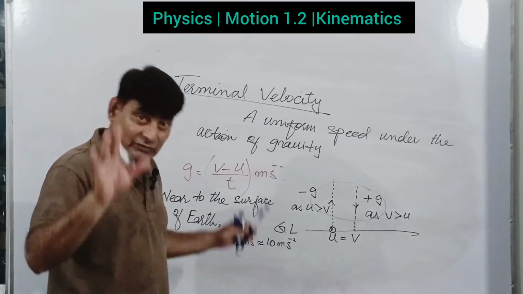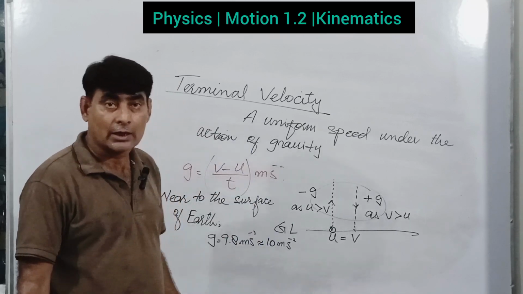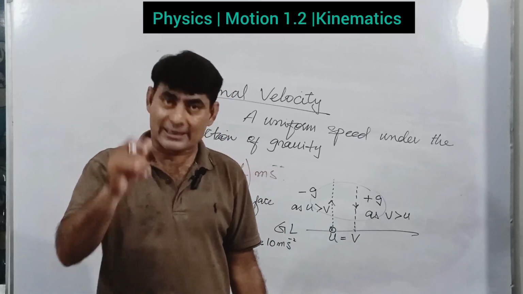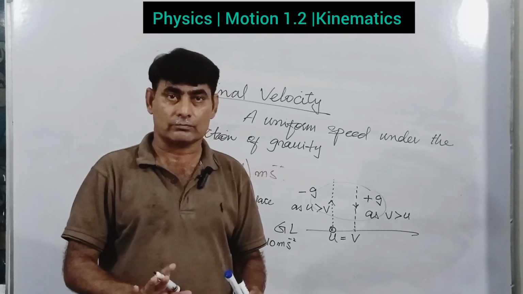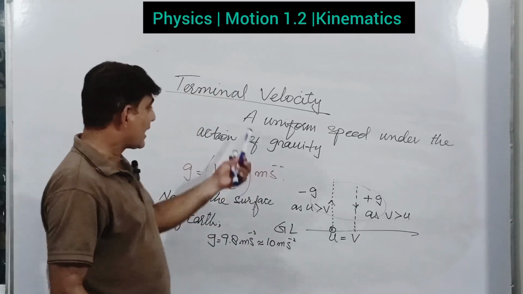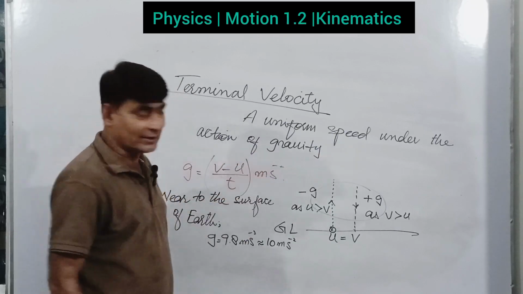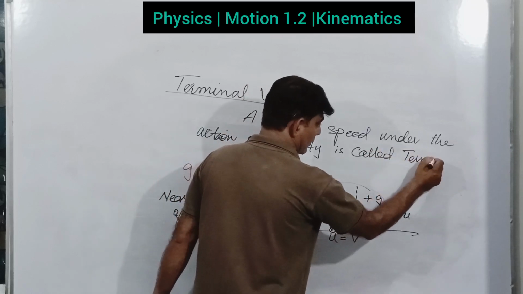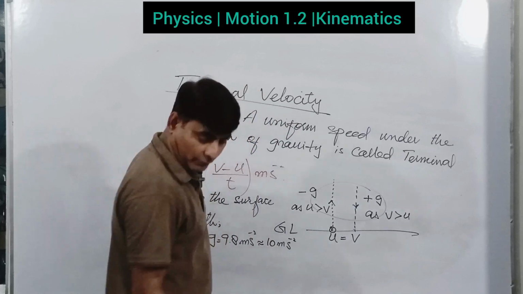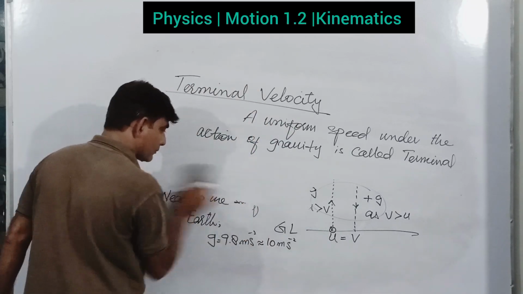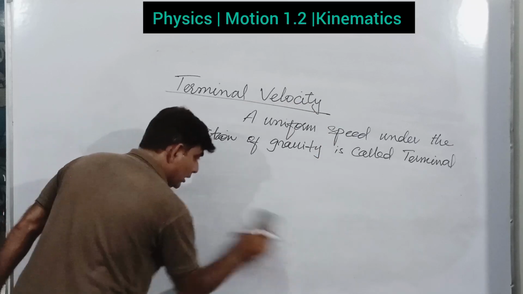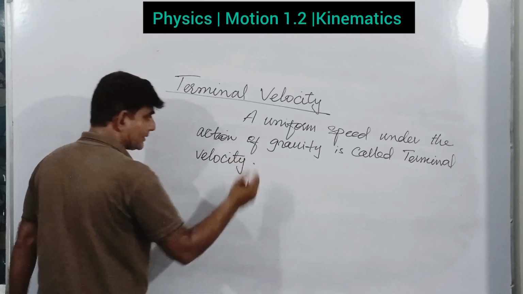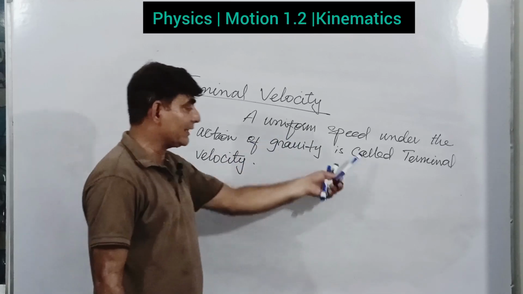If there is a possibility, right? It is not compulsory that each and every object will move down with uniform speed. But if the speed of a falling object is uniform, if it is possible, then a uniform speed under the action of gravity is called terminal velocity. Okay, a uniform speed under the action of gravity is called terminal velocity.